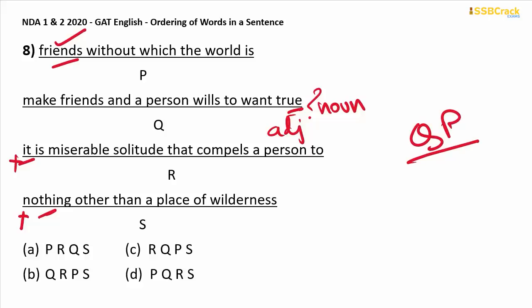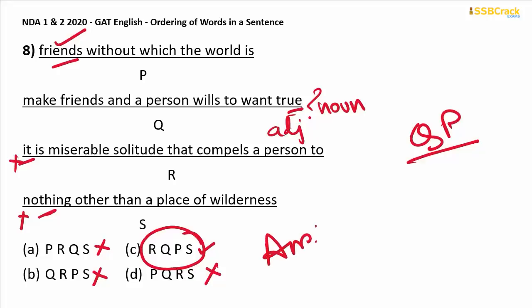You need to find out the combination with QP. It is not there in option A. It is not there in option B. It is there in option C, but it is not there in option D. So RQPS combination, let's apply and see. It is miserable solitude that compels a person to make friends, and a person wills to want true friends, without which the world is nothing other than a place of wilderness.